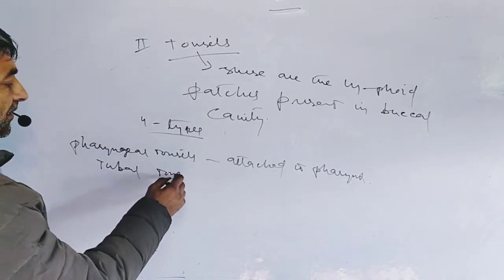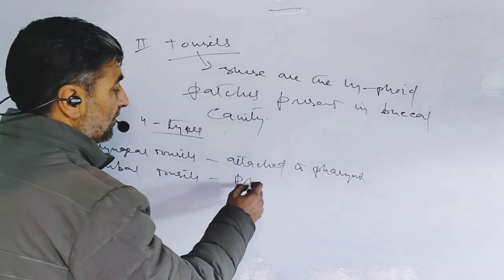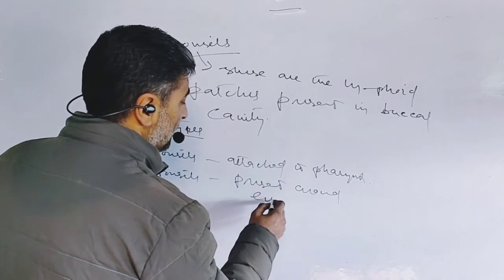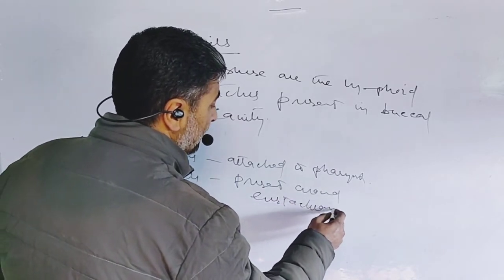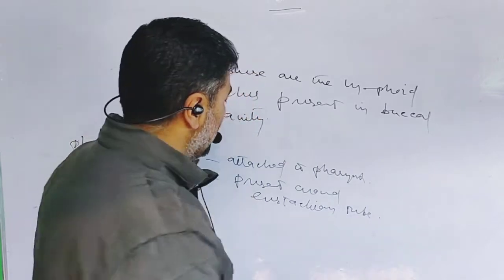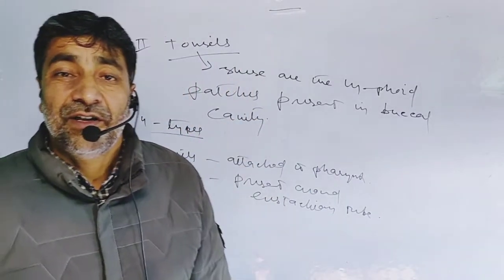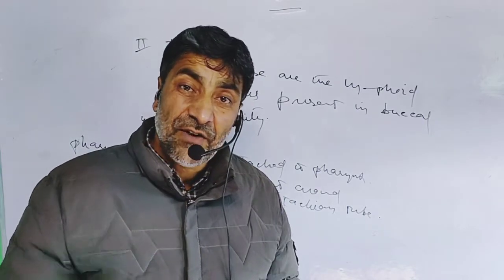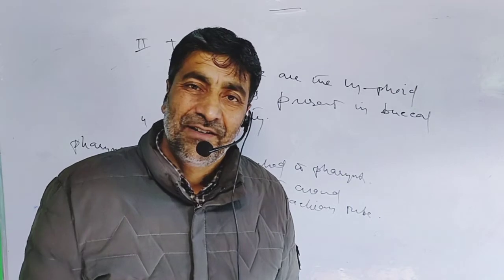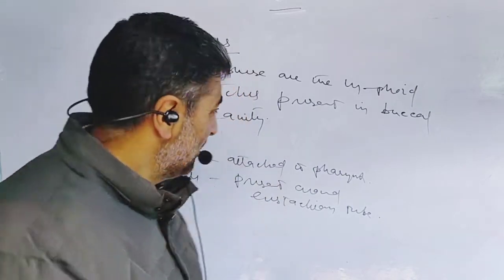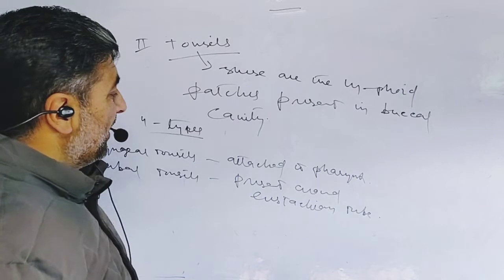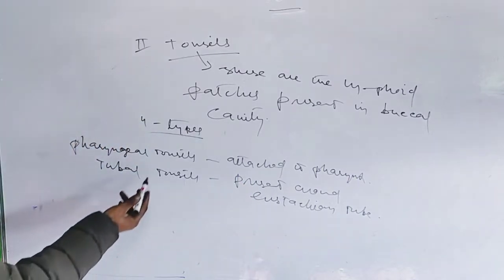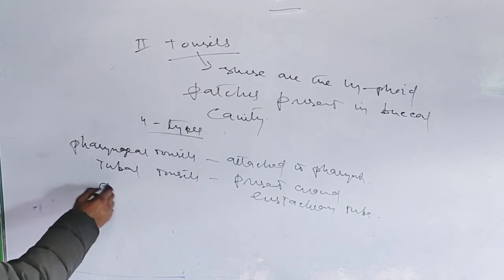Tubal tonsils are present around the eustachian tube. You might have heard about the eustachian tube. It is a canal between the pharynx and the ear, which equalizes pressure in the ear. So at this junction, around this eustachian tube, there is another type of tonsil. They are called tubal tonsils.